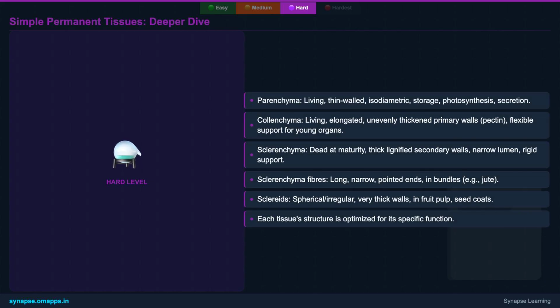Parenchyma cells, with their thin walls and living nature, are versatile, handling storage, photosynthesis, and even wound repair. Collenchyma cells, with their unevenly thickened primary walls, provide flexible support to young, growing stems and leaves, allowing them to bend without breaking. Sclerenchyma, comprising dead cells with thick, lignified walls, offers rigid, robust support and protection to mature plant parts, forming the hard shells of nuts or the strong fibers of a stem.